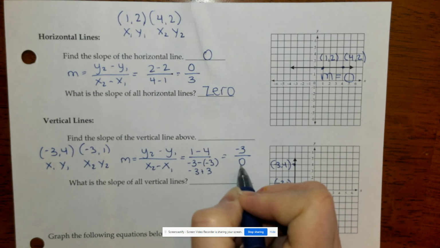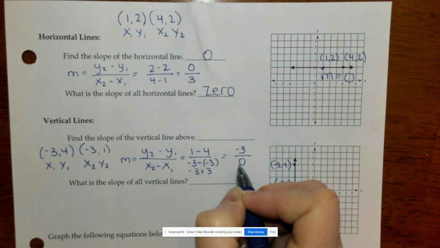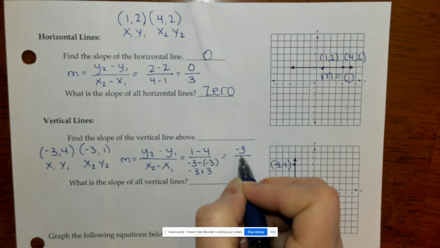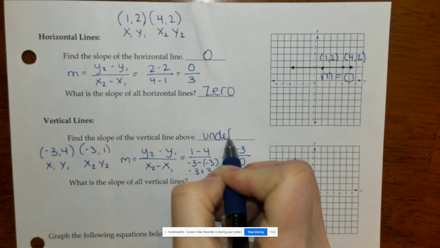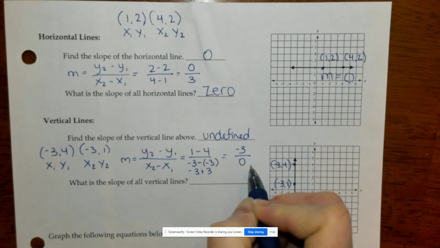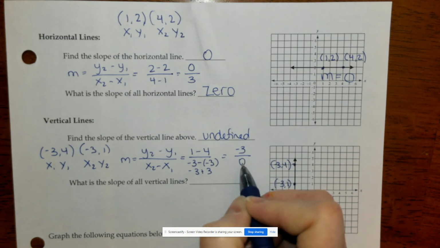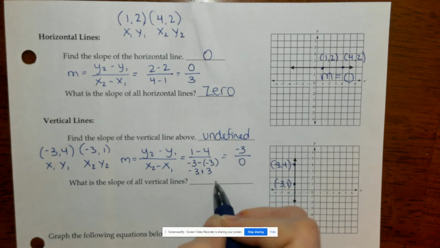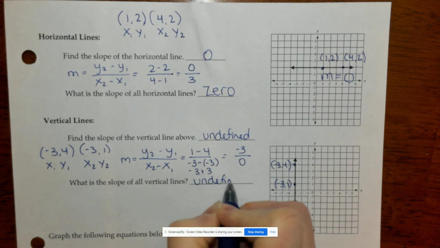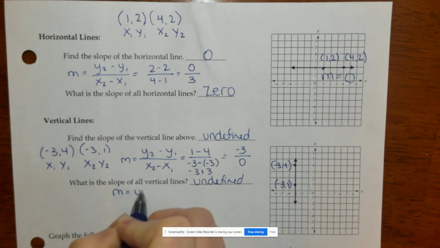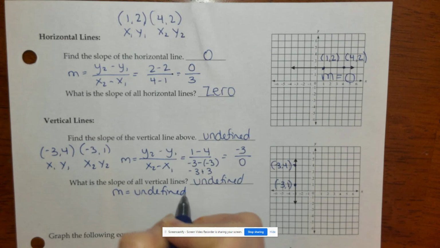Now, you can't divide by 0. Dividing by 0 is not allowed. It's not something that we can physically do. If you try typing it into a calculator, the calculator has a fit. So negative 3 divided by 0 is undefined, meaning we cannot define what negative 3 divided by 0 is worth. All vertical lines have a slope that is undefined. So you would say m equals undefined.